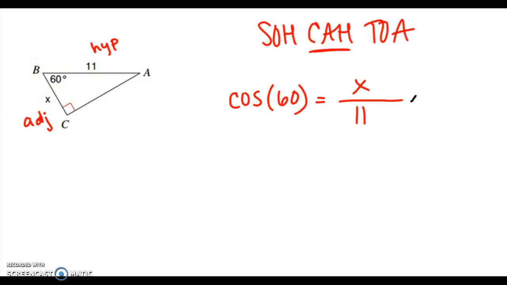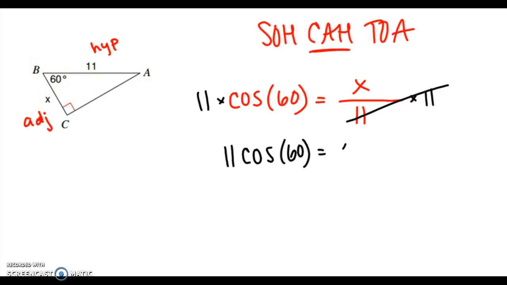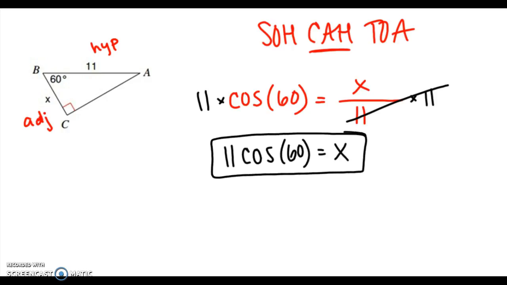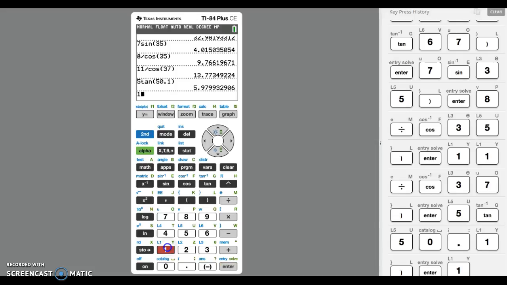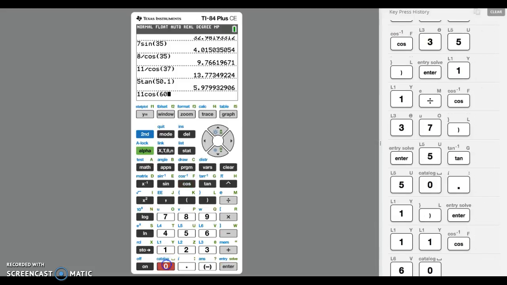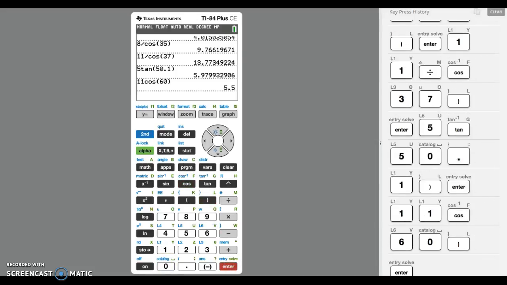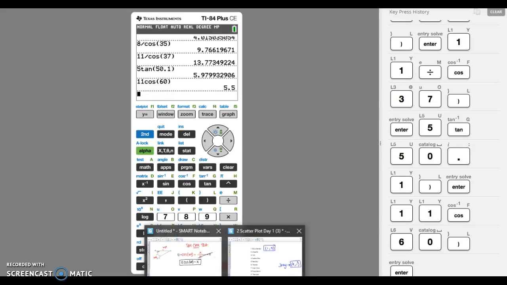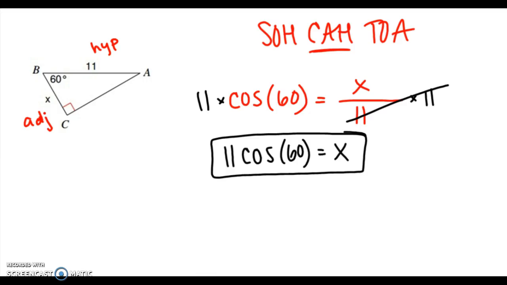So I need to solve for x, so I'm going to multiply by 11 on both sides. So I have 11 times cosine of 60 equals x, and that's what I'm going to plug into my calculator. So I have 11 times cosine of 60. Oh, 5.5, nice and easy number. So x ends up being 5.5 units.